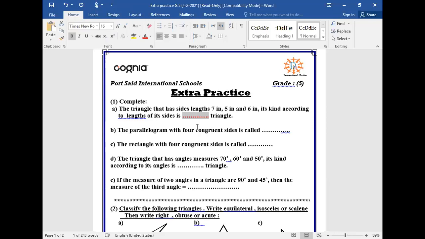Scalene. All its sides here are different. For that, it will be scalene. Good morning, Abdurrahman.